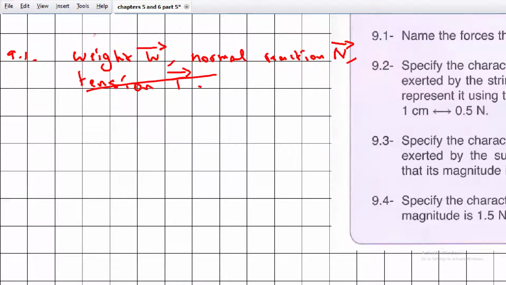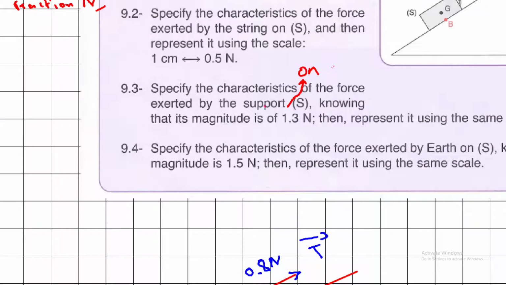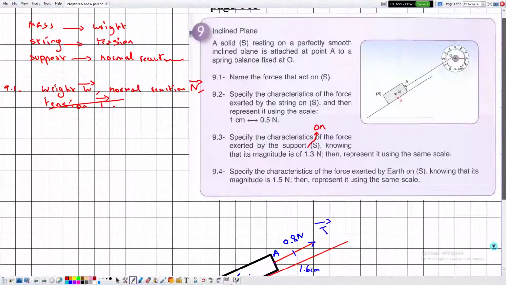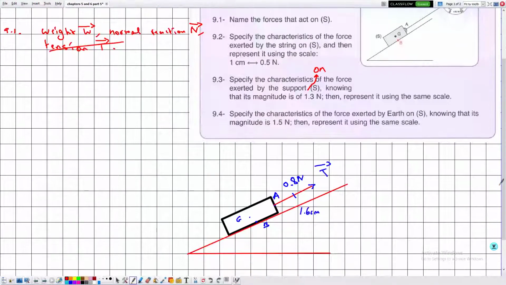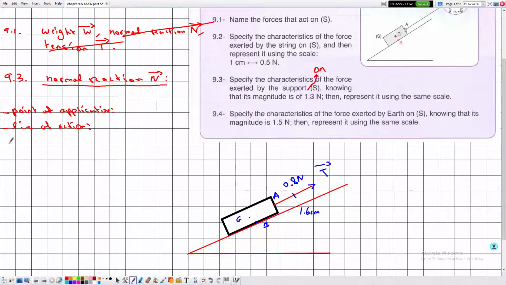Now we are left with two forces, the weight and the normal reaction. Then the force exerted by the support on S is given by the normal reaction, because we know that whenever we have a support we have a normal reaction. So we are talking about the normal reaction. So let me eliminate this. And we have the following properties: point of application, the line of action, the direction, and the magnitude.